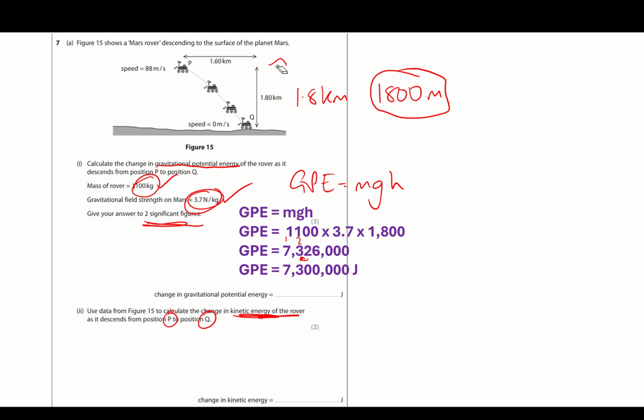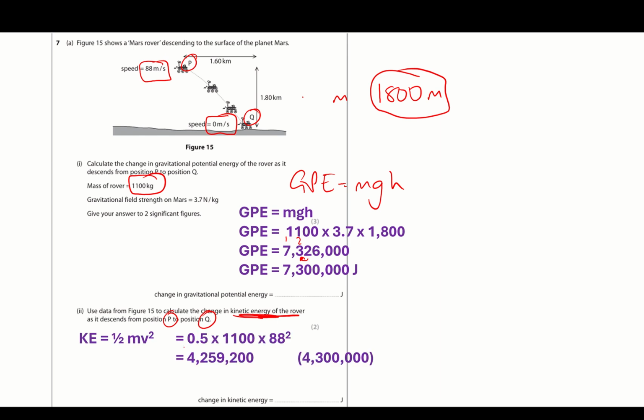Use data to calculate the change in kinetic energy of the rover as it descends from P to Q. So we're going from P to Q. We can see we're going from 88 to 0. We're going to need the mass, and then we're going to put that into our KE equals half mv squared. So KE equals 0.5 times 1,100, the mass, multiplied by 88 squared, because that's the difference between those. So our delta v is the difference between those two velocities. And that comes to 4,259,200, and we can then round that up to 4.3 million.